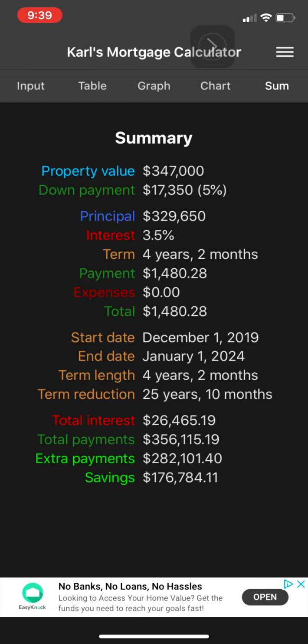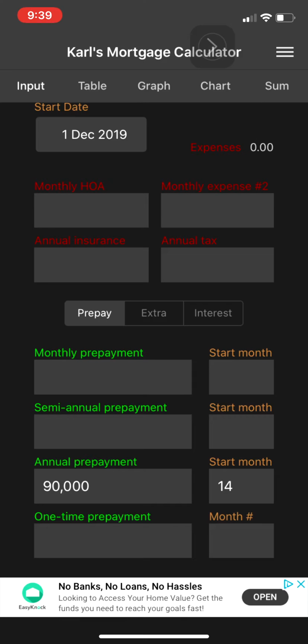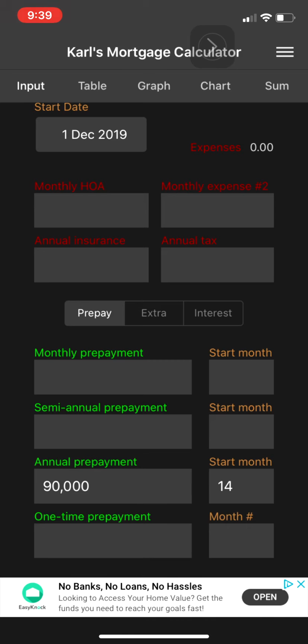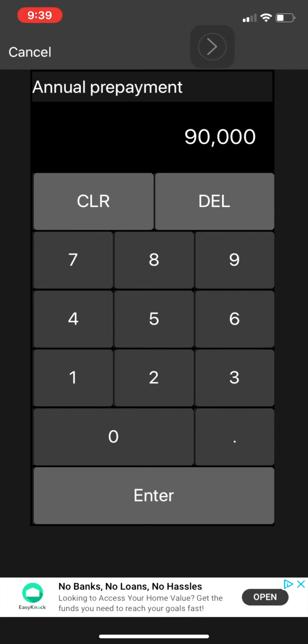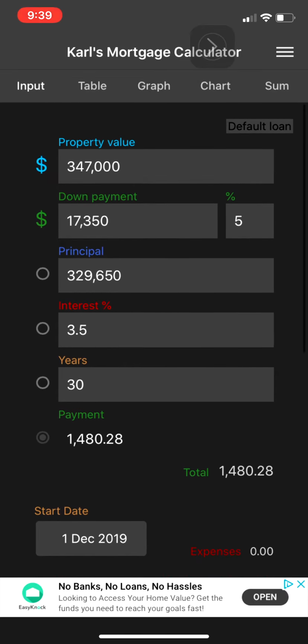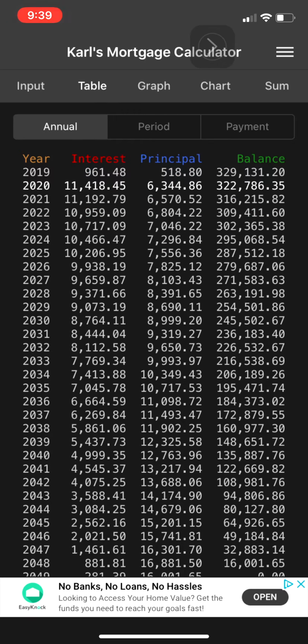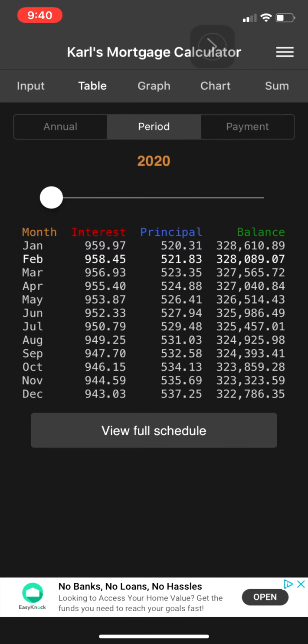Okay, so let's look at the Karl Marx calculator one. Everything is pre-filled already. So I'm just gonna show you guys. It's the same thing. Same table, shows you the loan to value, the annual, the same. It's the same exact thing.